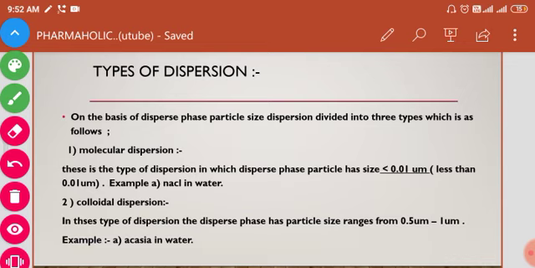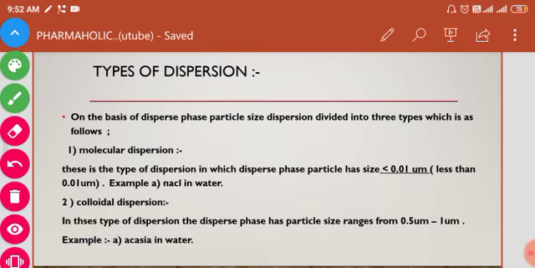As you know, if we dissolve NaCl in water, a homogeneous solution is formed because molecular dispersion is at the molecular level, or the size of the particle is very small. So there is no difference between the dispersed phase and the dispersion medium that is seen clearly.